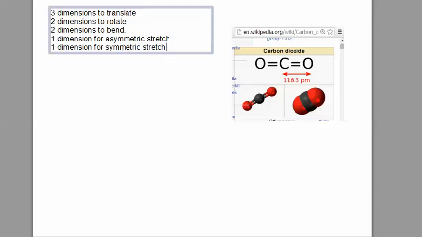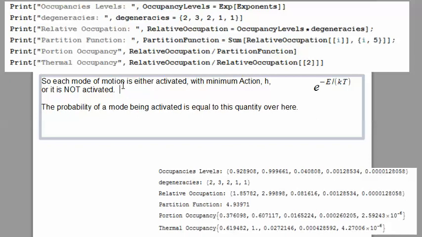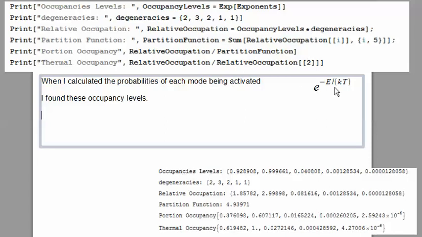So to go from relative occupancy to energy distribution, we have to multiply the occupancy levels of each state by the number of modes in each state. Okay, so each mode of motion is either activated with minimum action h, or it is not activated. And the probability of a mode being activated is equal to this quantity over here, e to the negative e over kT. When I calculated the probabilities of each mode being activated, e to all of those exponents, negative e over kT, I got these occupancy levels.